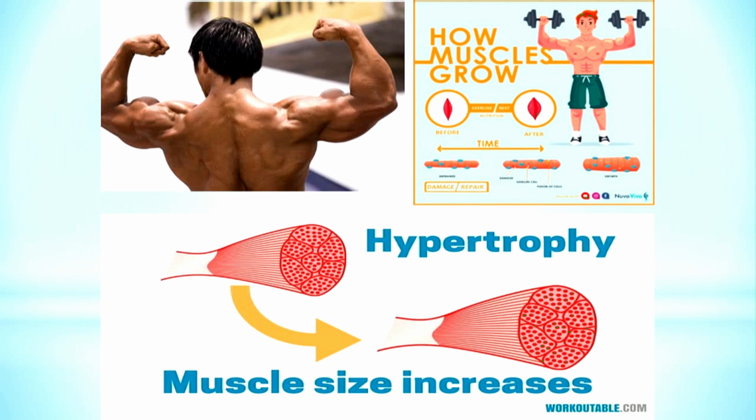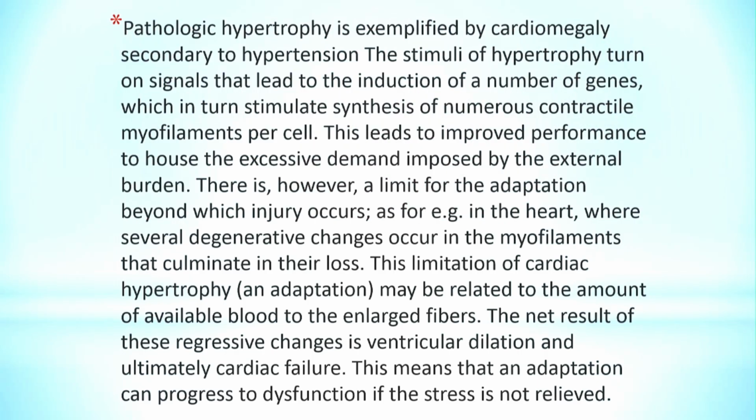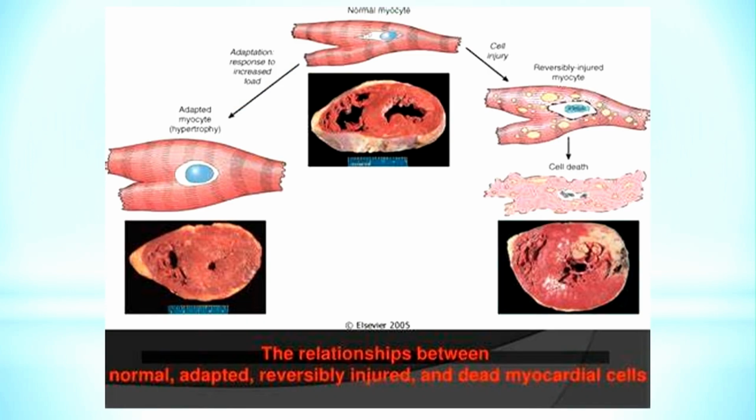This is physiological hypertrophy of the gravid uterus during pregnancy. Pathological hypertrophy is exemplified by cardiomegaly secondary to hypertension. The stimulation here is the increase in blood pressure, which leads to increased size of the cardiac muscles. This is an example of pathological hypertrophy in the cardiac muscles due to hypertension.